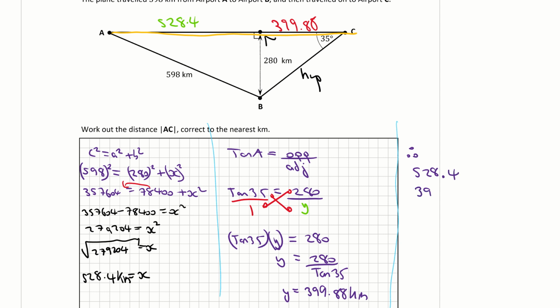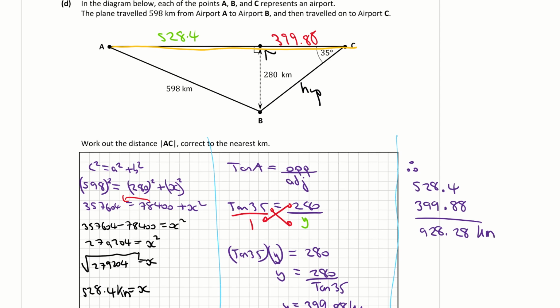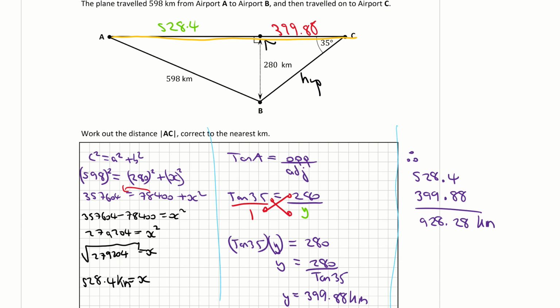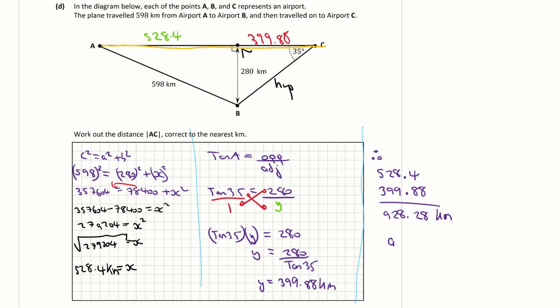528.4 plus 399.88, which is giving me a final answer here of 928.28 kilometers. Question wants it, I think, to the nearest kilometer. So that's going to be 928 kilometers.